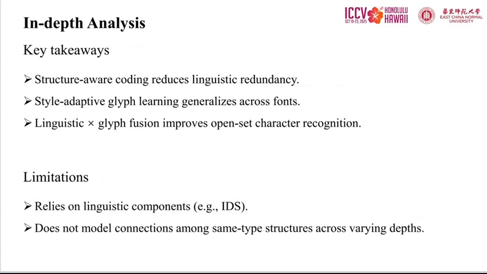Let me wrap up with the main messages. First, structure-aware coding reduces linguistic redundancy and gives proper weight to what matters most. Second, style-adaptive glyph learning generalizes across fonts and appearances. Third, fusing linguistics and glyphs is the key to reliable open-set recognition. Limitations remain. Our approach assumes available IDS and renderable glyphs, and we do not yet model relations among same-type structures across depths. We view these as promising directions for future work.